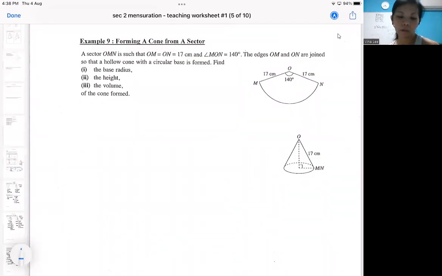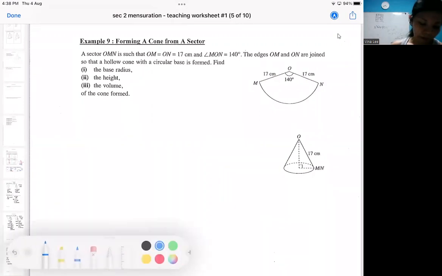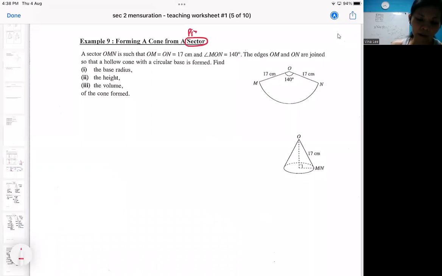Okay, so this one is also another difficult part where sometimes you get a sector, which is like a pizza. This term may be quite new to you. It's like a shape in the shape of a pizza. So a pizza shape is like this one.